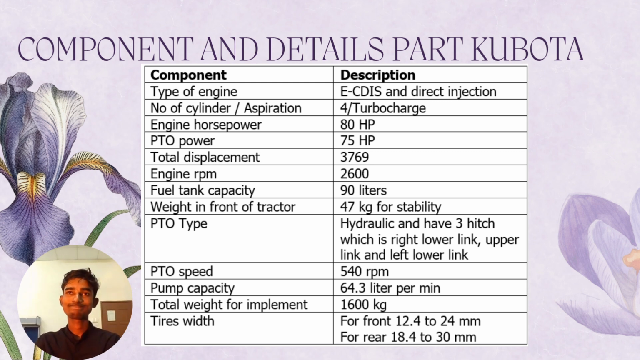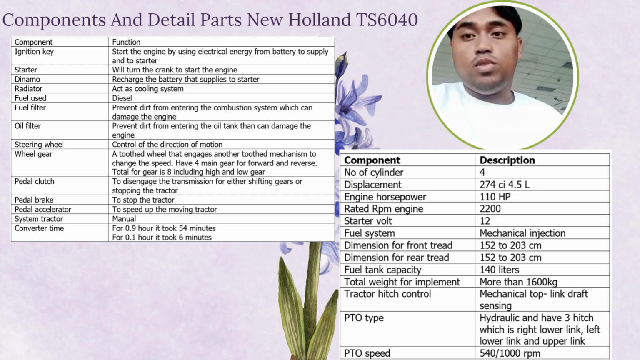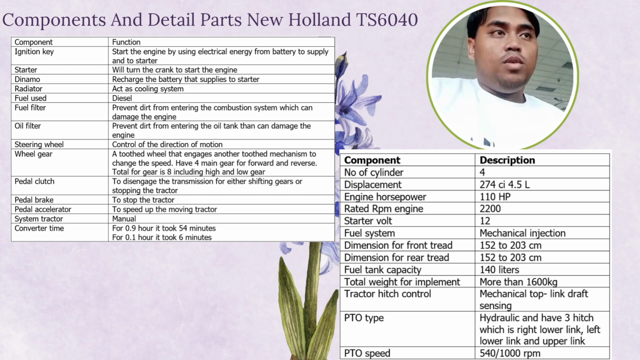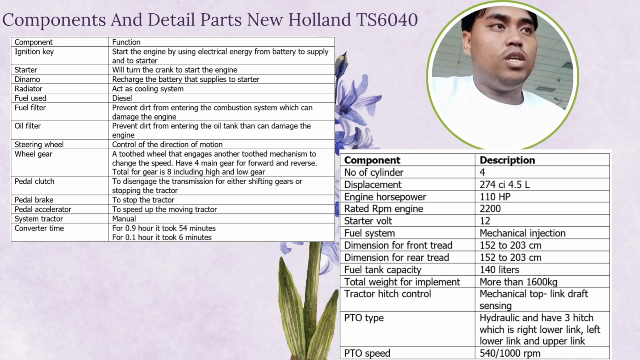Okay, for the components, firstly is the ignition key. The function is to start the engine by using the electrical energy from the battery to supply the starter. Number two is the starter, which will turn the crank to start the engine. Next is the dynamo. Dynamo recharges the battery that supplies the starter.